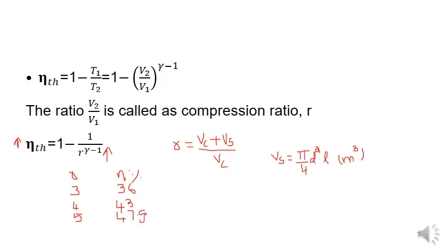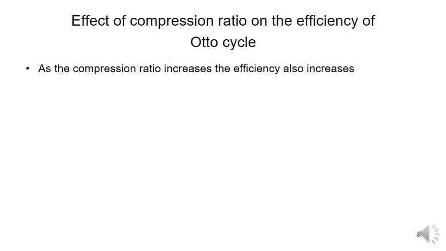How the efficiency increases with increasing compression ratio: the effect of compression ratio on efficiency of the Otto cycle. As the compression ratio increases, the efficiency also increases. So we practically see this as we increase the compression ratio. If you take 3, the air standard efficiency of the Otto cycle is 36 percent. If you take 4 as the compression ratio, efficiency is 43 percent, and 5 gives 47.5 percent. So it goes on.